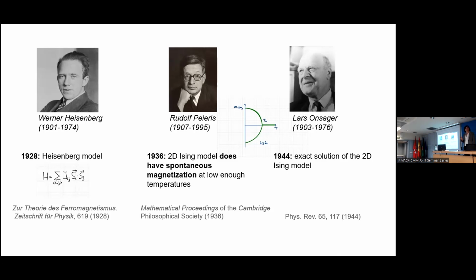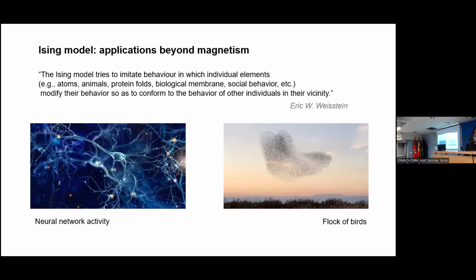However, there is a lot of numerical work on this model. And nowadays, this model is extremely powerful to describe magnetism, so ferromagnetism, antiferromagnetism in materials. And not only, so this is the nice thing about these simple models that can be extended to being applied to many other fields of research. So for instance, here what I'm showing is it's being applied in neural network activity. It's applied to understand the pattern of flocks of birds.